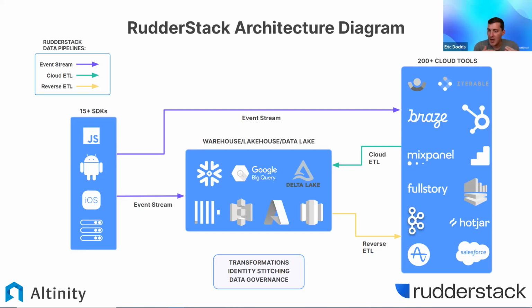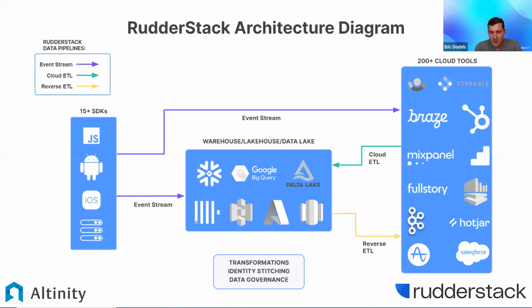You can join that data with the event data to build models. And then the last pipeline you see there is reverse ETL, where you can take that data back out and send it to the tools that need it. You can see in the middle, transformation, identity stitching, and data governance.